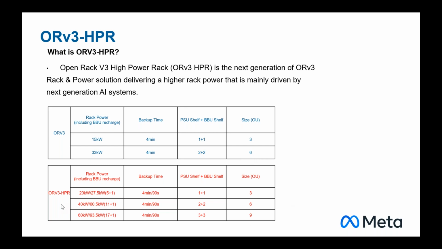So for the high power version, we're going to increase the PSU module power to 5.5 kilowatts per PSU. Same shelf form factor, same space in the rack. So in the 1+1 configuration, we get 27.5 kilowatts. And in the 11+1 configuration, we get 60.5 kilowatts. In the 17+1, 3 shelves, we got 93.5 kilowatts.